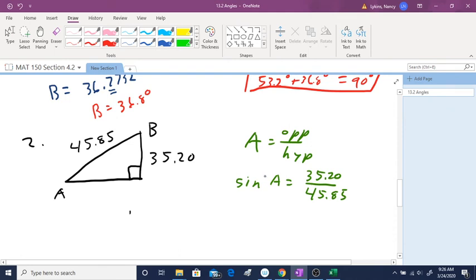Now, for our scientific calculators, we take this ratio, put it in parentheses, hit your second and sine, and A comes out to be 50.1.